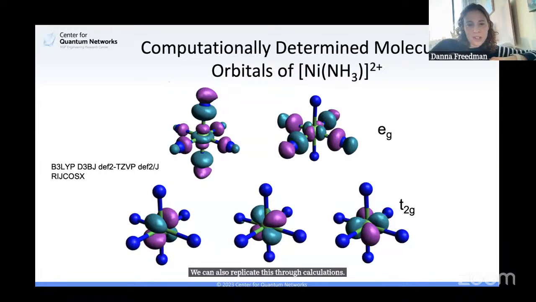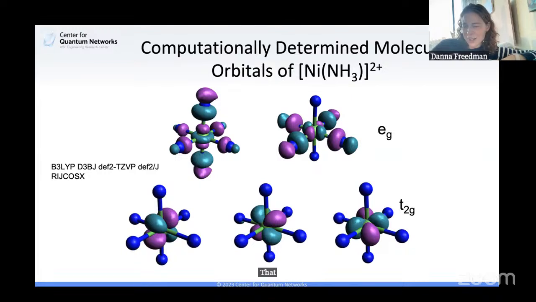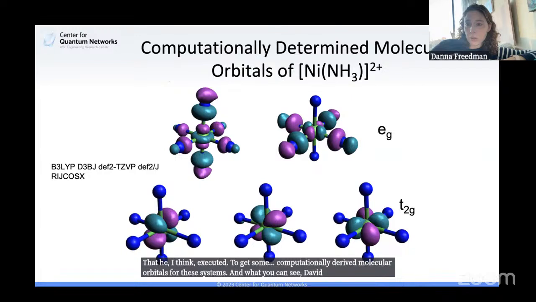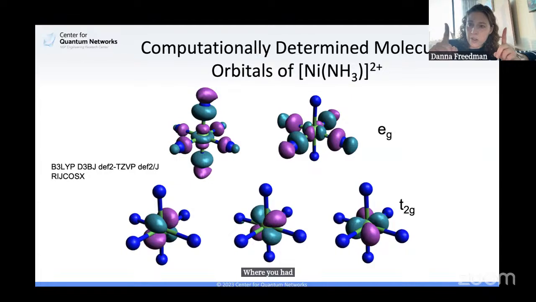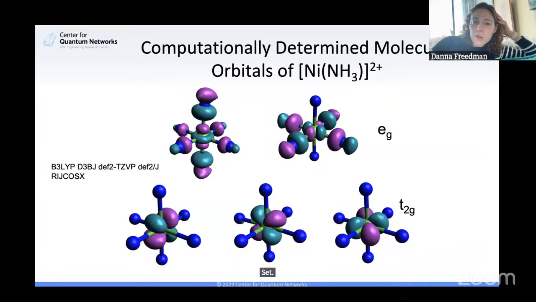And David made this, and because I see that he's listed some information, this is a hybrid calculation that he, I think, executed to get some computationally derived molecular orbitals for these systems. And what you can see, David chose this molecule really well. He chose it because we have nickel 2 plus, which has 8 d electrons, which means that you'll have 2 unpaired electrons in the eg set, which replicates our beginning of starting with our NV center, where you had those 2 unpaired electrons in 2 orbitals of that molecular orbital set. And so the electrons will be in this eg set here.